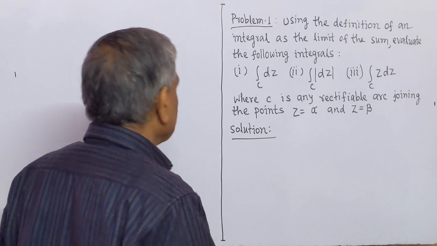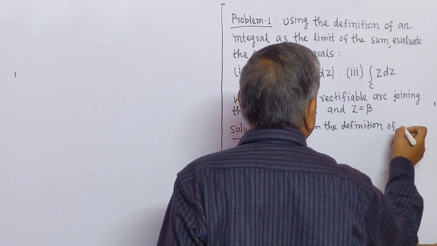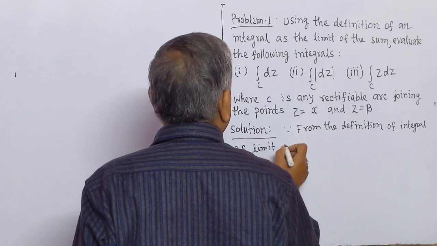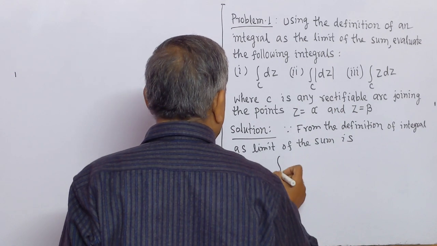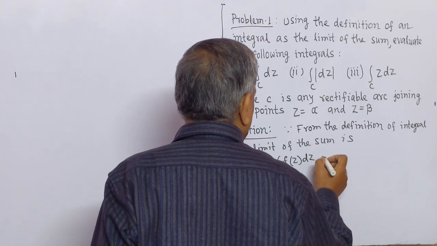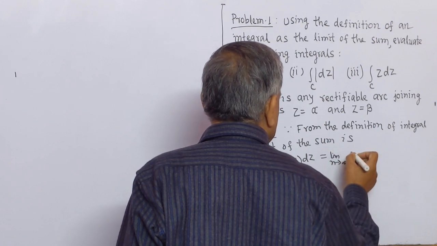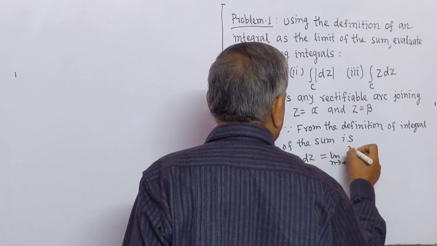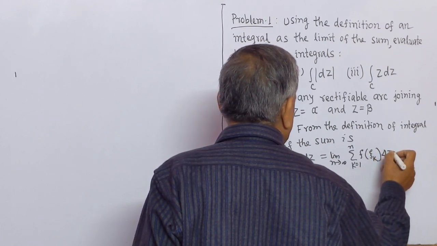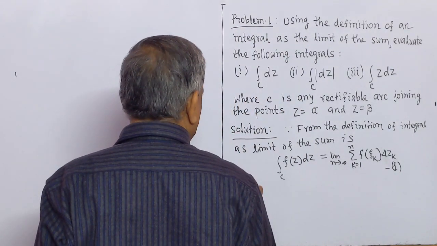Now we solve this. From the definition of integral as the limit of the sum, integration along rectifiable arc C f(z) dz equal to limit n tends to infinity sigma k equal to 1 to n f(xi_k) delta z_k. And this is number 1. Now we solve number 1.